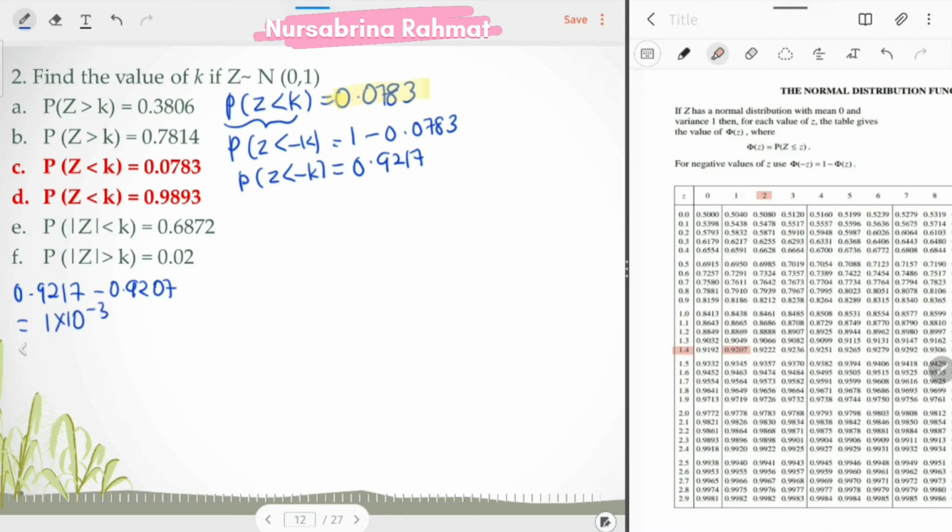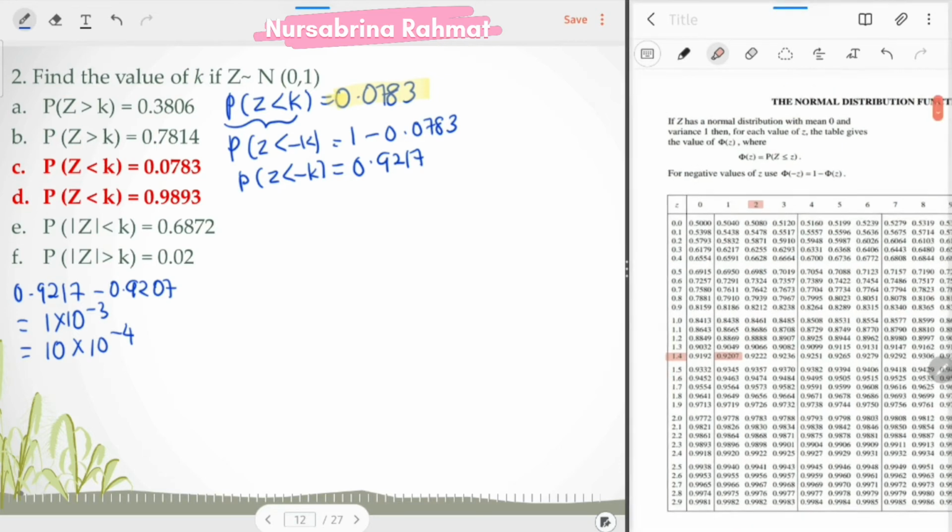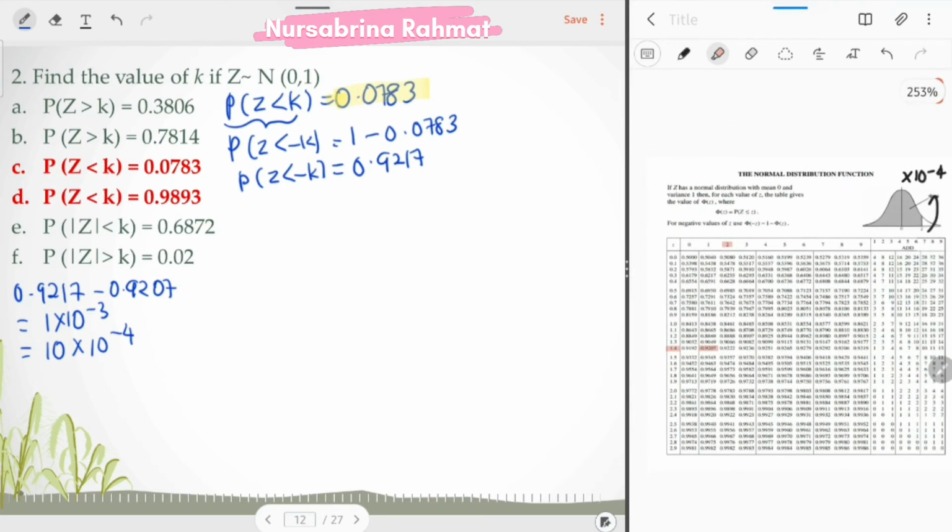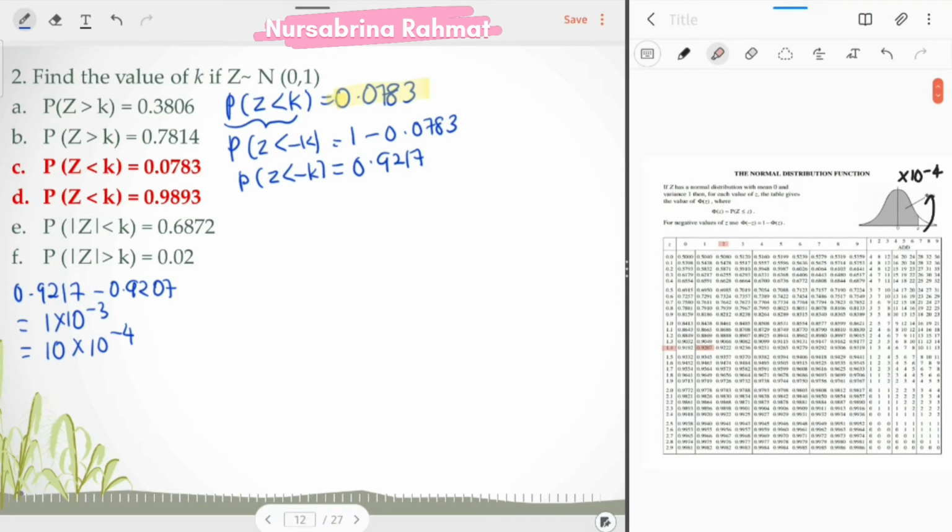Okay, so convert it into 10 to the power of negative 4, so it becomes 10 times 10 to the power of negative 4. Okay, so let's go across this row of 1.4. So the number 10 here is here, which is for number 1.427. Okay, so therefore your negative k equals 1.427, and your k is actually negative 1.427. Alright. Okay, what about question D? So this is C. So let's move to question D.